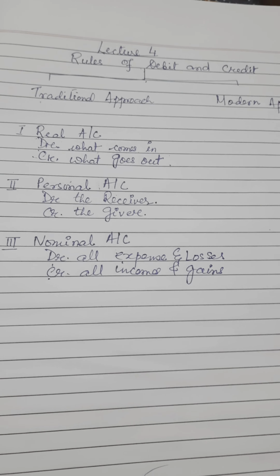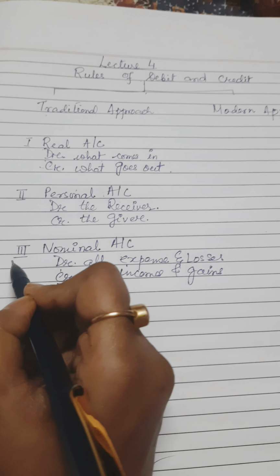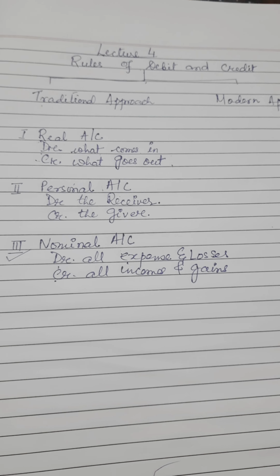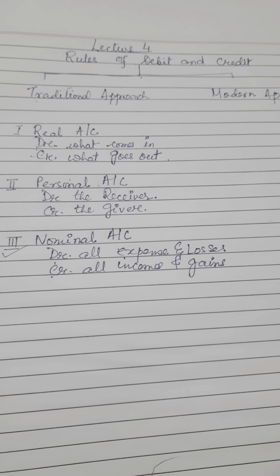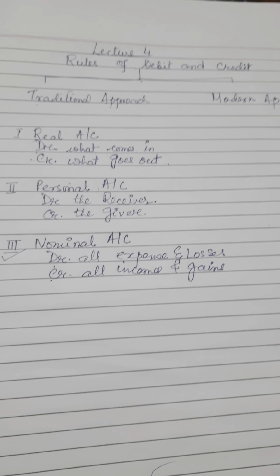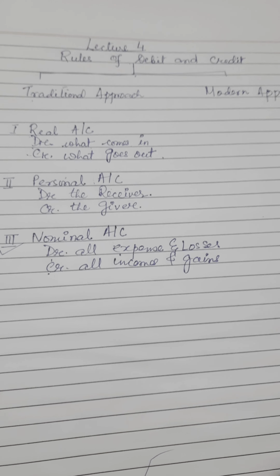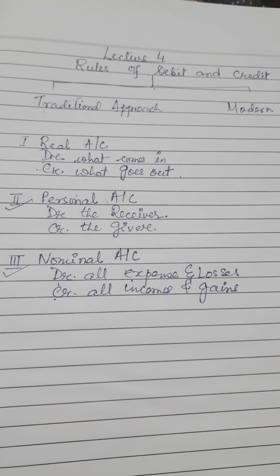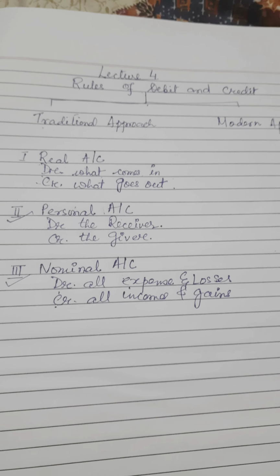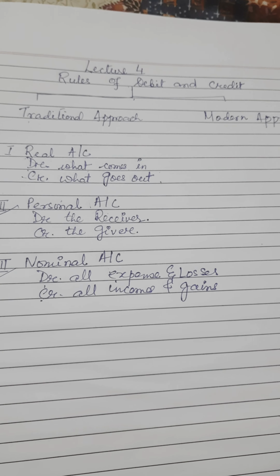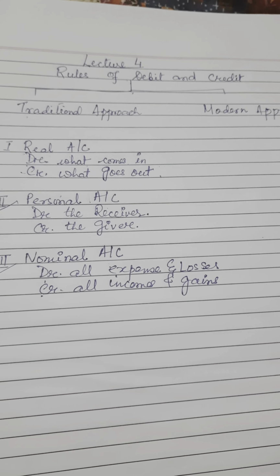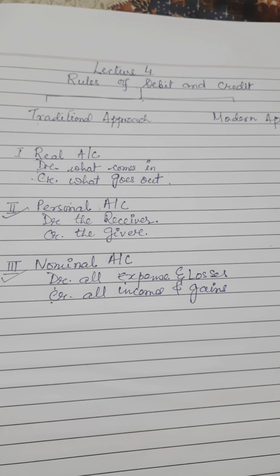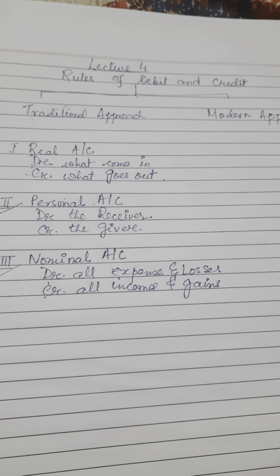So friends, let's give an example again. Suppose I'm starting from nominal account. Salary is paid, it is a payment, so salary has to be debited. Interest received is an income, so it has to be credited. Coming to personal: sold goods to Mohan. So you see who is the receiver? Mohan, right? Received cash from Mr. Jack. Made payment to Mr.